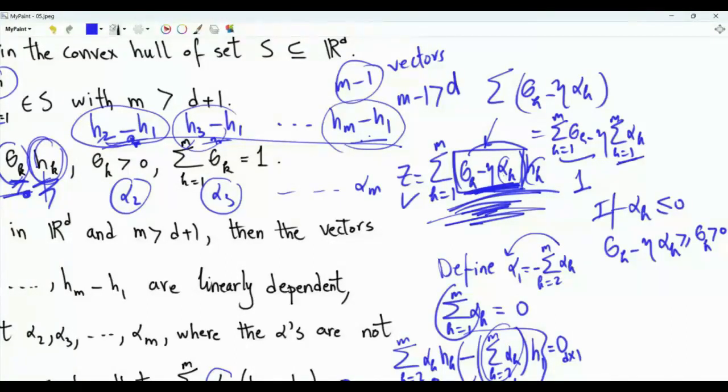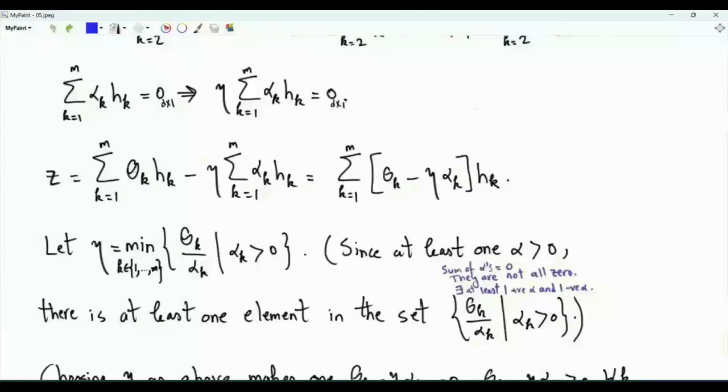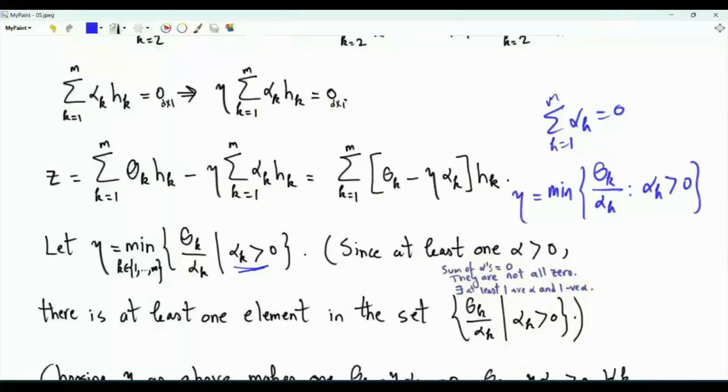But what if alpha k is positive? There is at least one alpha k that is positive because the sum of the alpha k's, k from 1 to m, is equal to 0, and we are sure that at least one of the alphas is non-zero. We set eta to the following value. For every alpha k that is strictly positive, we compute theta k divided by alpha k. So we do this for every alpha k that is strictly positive. The minimum of those ratios will be our choice for the value of eta.